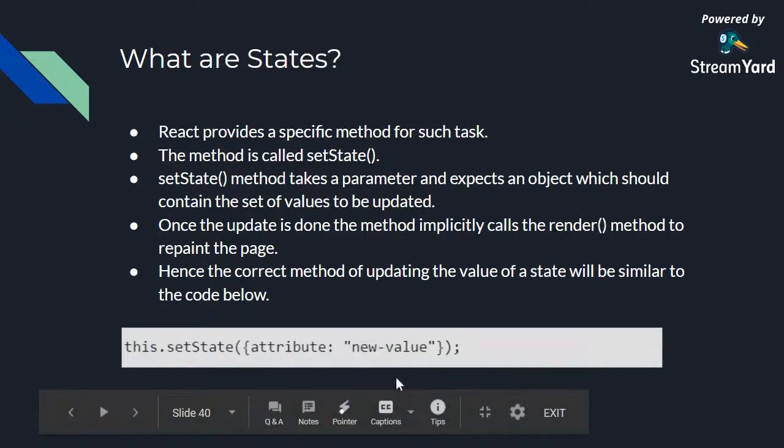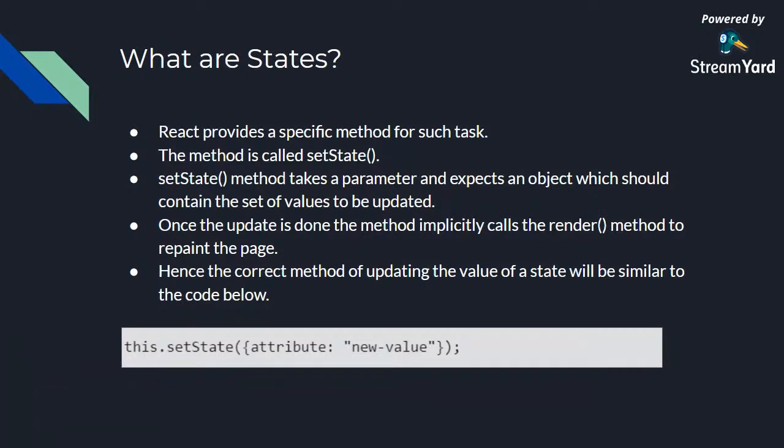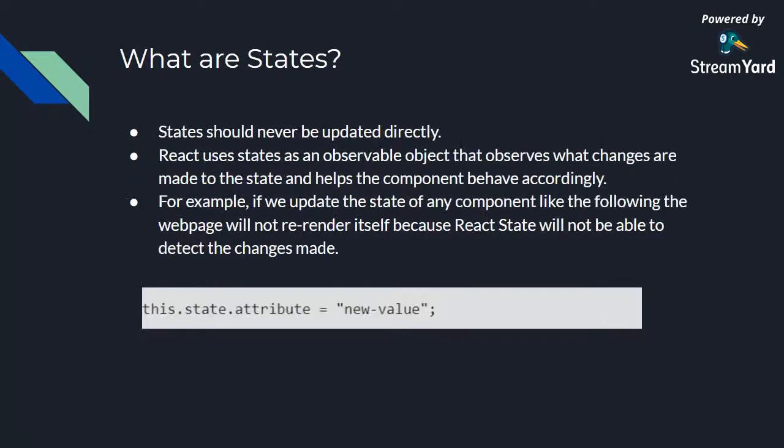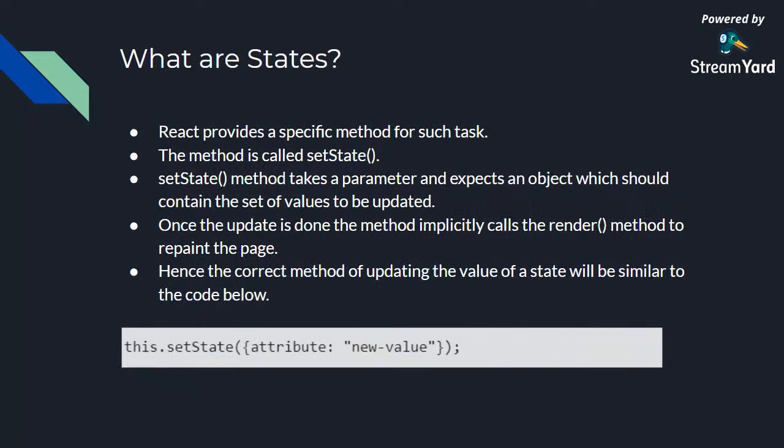This is the correct way of adding or updating a state value, because by using this, the React DOM will get to know that it has changed and it will be reflected on the screen. With the other method, the React DOM will not be able to detect the change, and the UI will not get affected. By this method, it will.